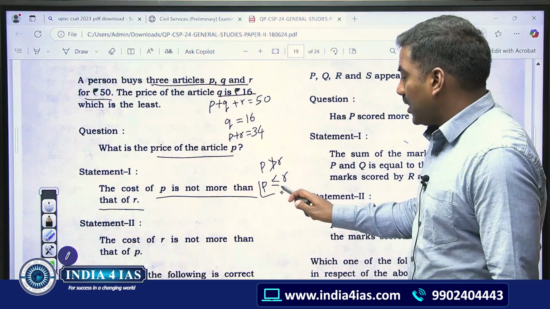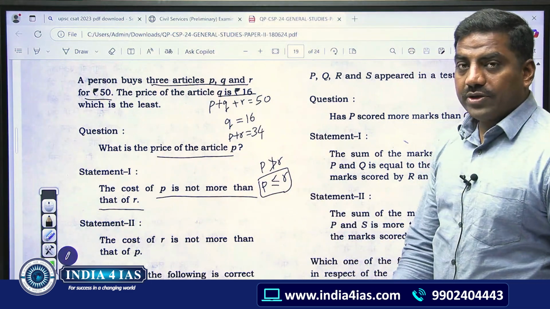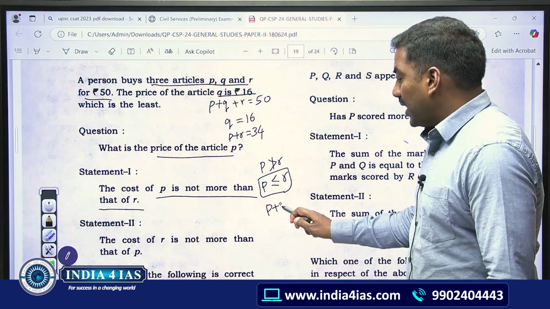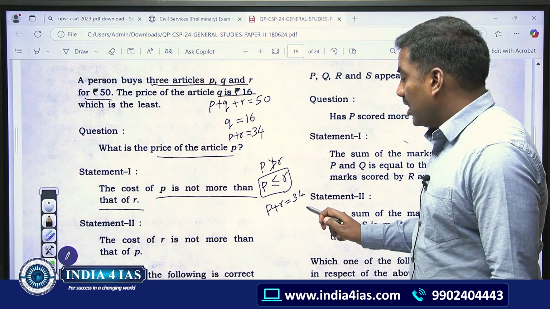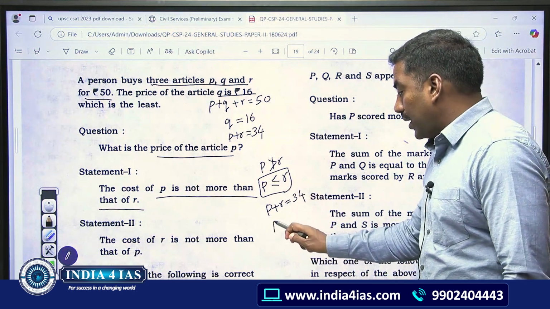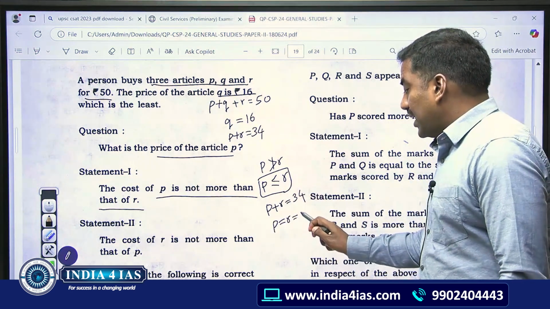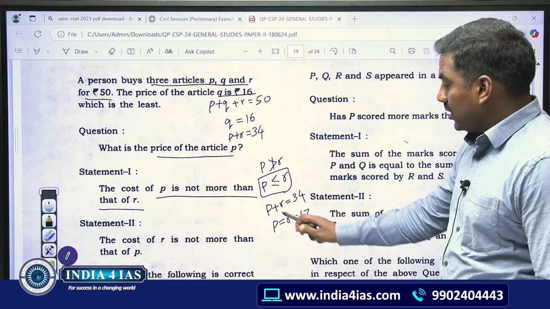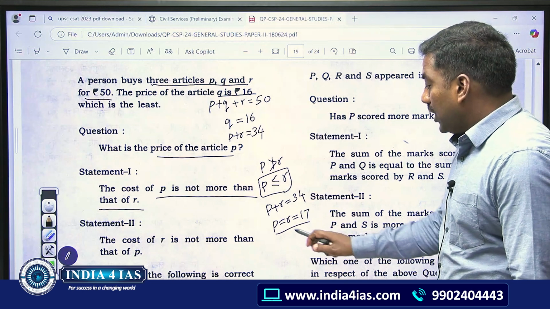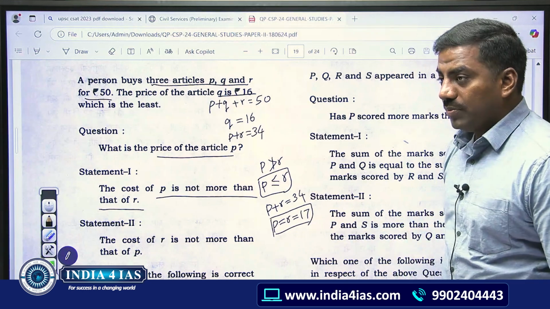P should be either equal to R or P should be less than R. In this case, P plus R is equal to 34. If P is equal to R, then P and R will be equal to 17 because the sum of P and R is 34. So P should be equal to 17, R should be equal to 17.